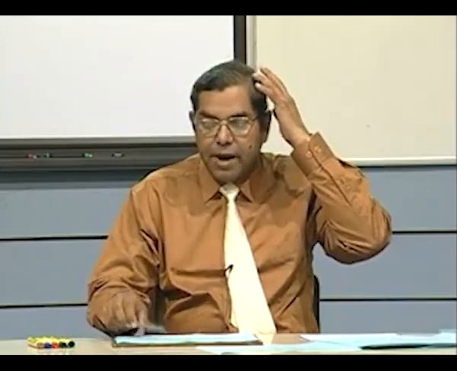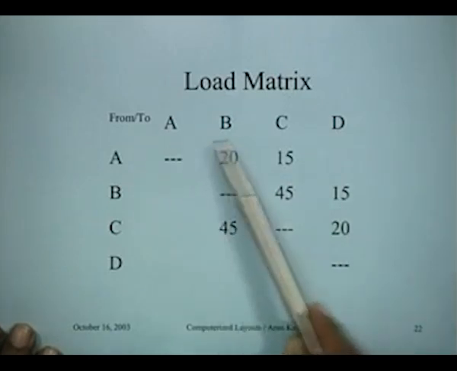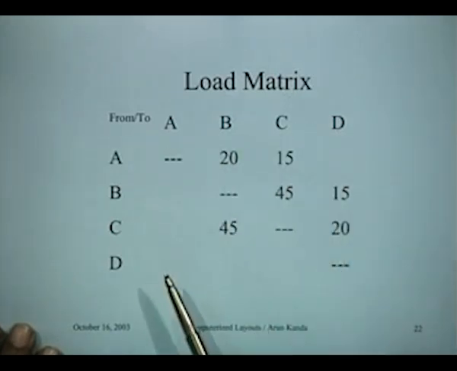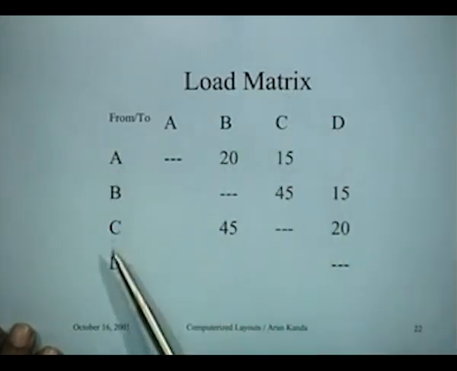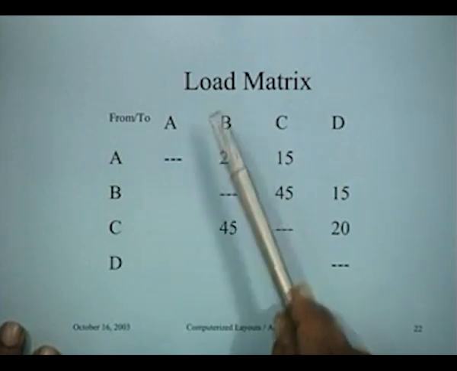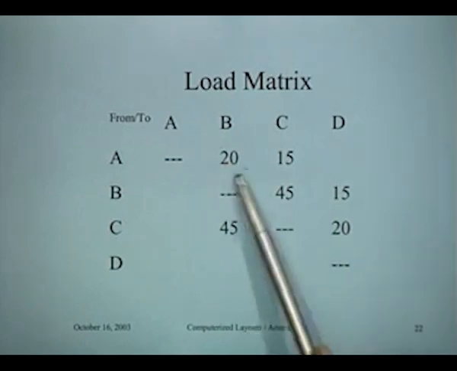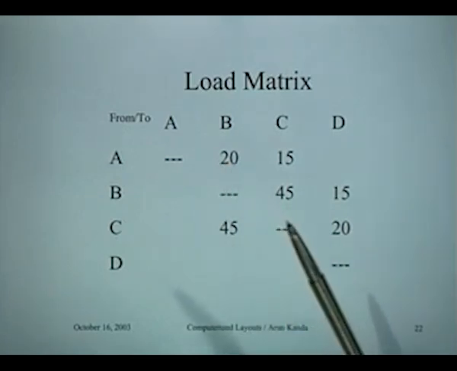What we can then do is determine a matrix known as the load matrix for this particular information, which is the total quantum of trolleys which are moving between all pairs of departments. How do I compute this information? This is the load matrix. What is the load moving between all pairs of departments? Take, for instance, this particular value, which is from A to B.